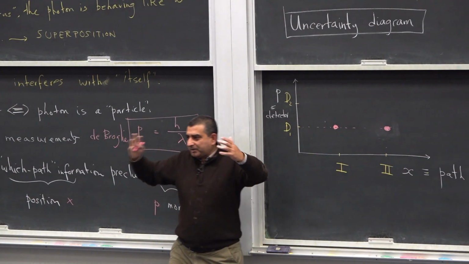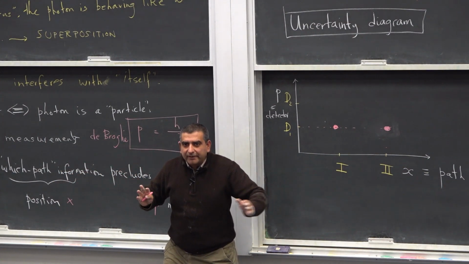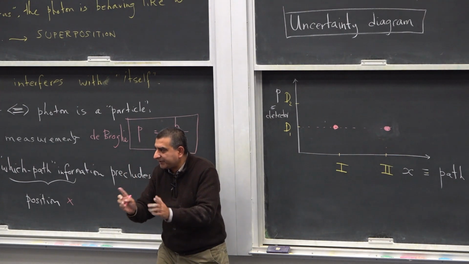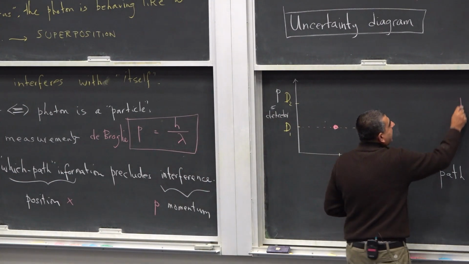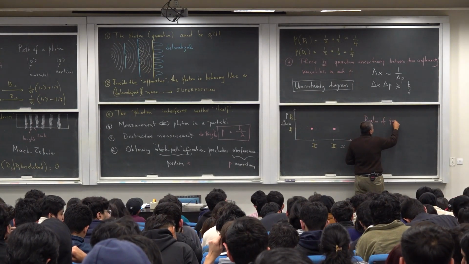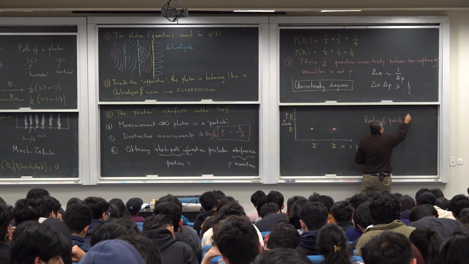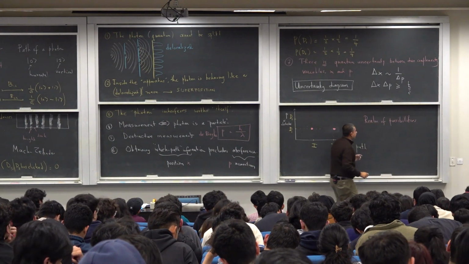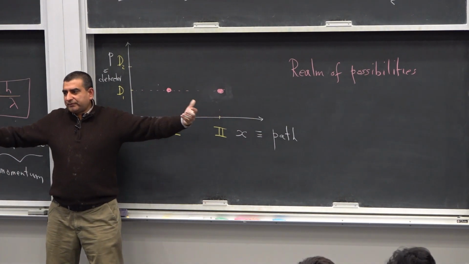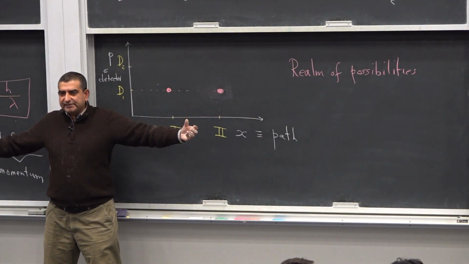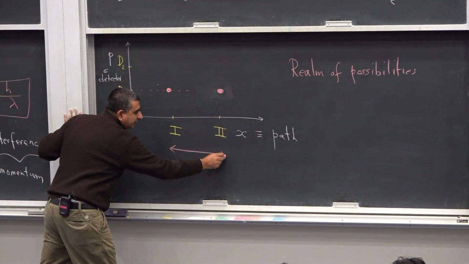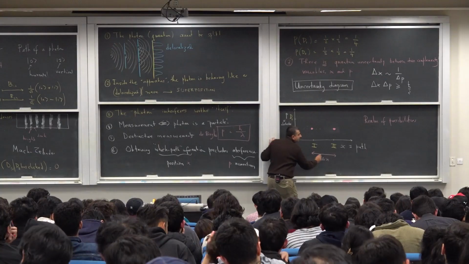So we have 2 possible paths, 1 and 2, the realm of possibilities, the range of possibilities. In the very first lecture, I mentioned that the realm of possibilities is one way of thinking about uncertainty. The realm of possibilities for the path comprises both of these options, 1 and 2. The uncertainty in the path is large. Delta x is large. Correct?